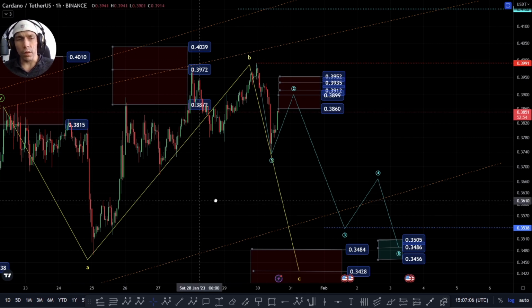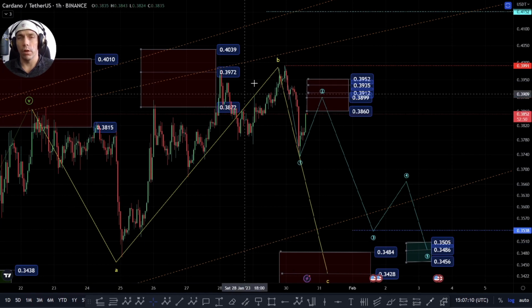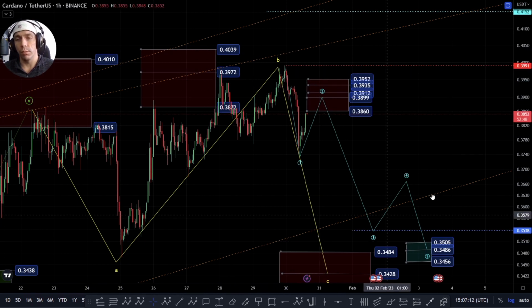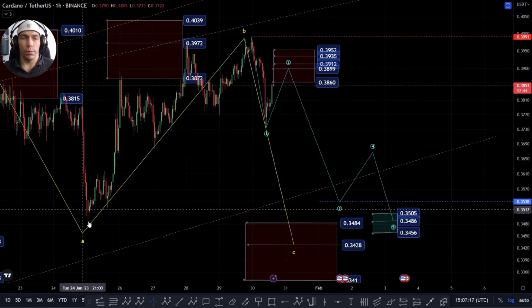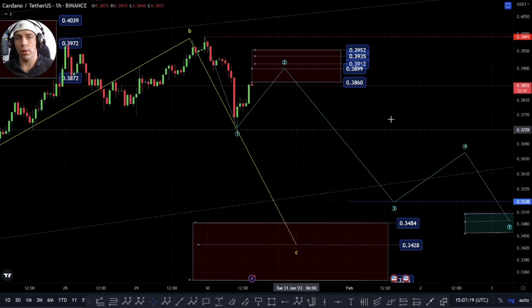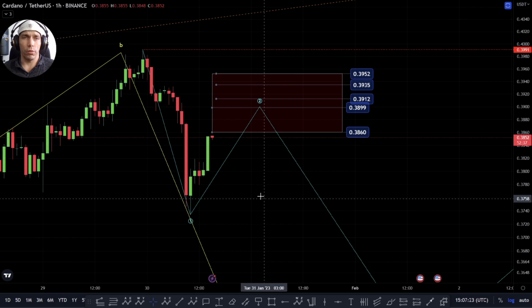Okay. So looking in this, we'd be looking at this whole move as a corrective structure, an A wave down, a B wave to the upside, and potentially looking to break down for a 5-wave move here. So what this would be looking for is basically an A, B, and a C. So this C wave should be a 5-wave move. And there's a couple of ways we can look at this structure.